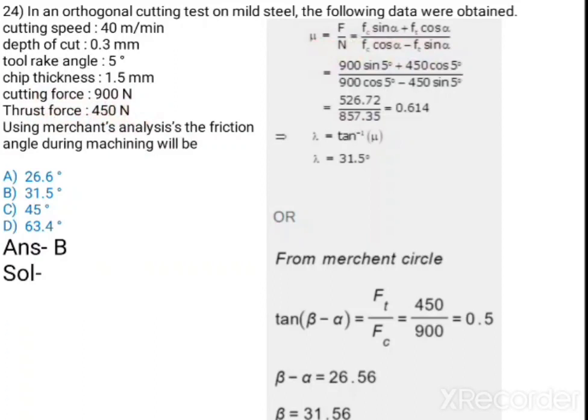From that, mu you will get as 0.614. After getting mu, lambda is equal to tan inverse of mu. You will get lambda equal to 31.5 degree, and I think option number B is right.